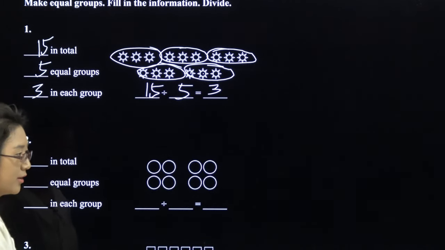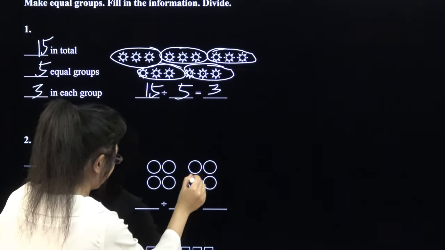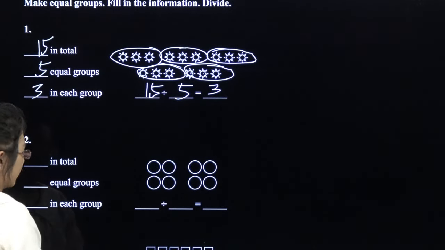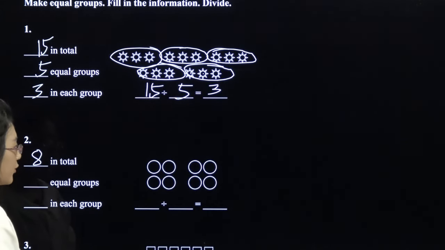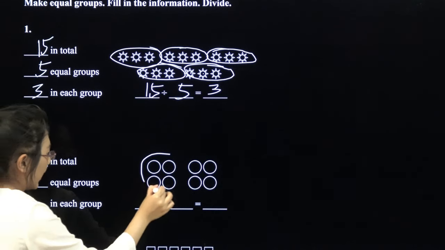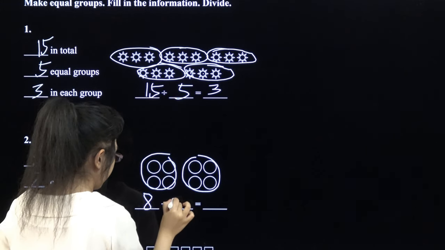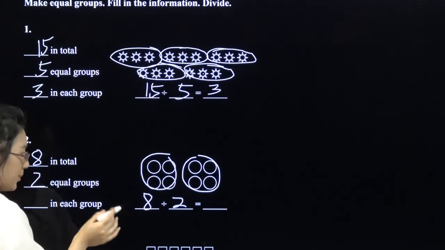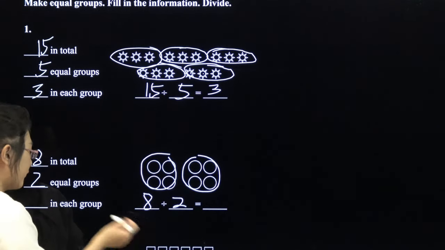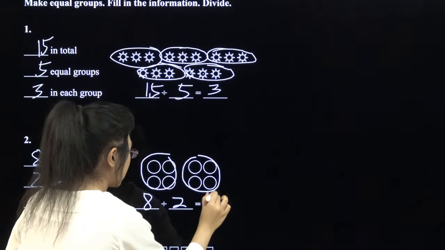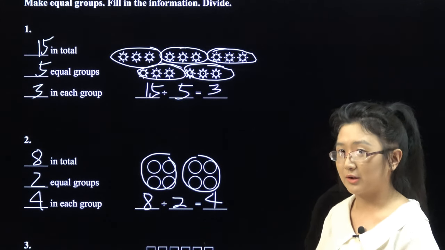Okay, here there's circles. How many circles are there in total? 1, 2, 3, 4, 5, 6, 7, 8. 8 circles in total. How many equal groups are there? 1, 2. 2 equal groups. So that's 8 divided by 2. And how many are there in each group? 1, 2, 3, 4. 4. So 8 divided by 2 is equal to 4. Now if you remember, 2 times 4 is equal to 8.